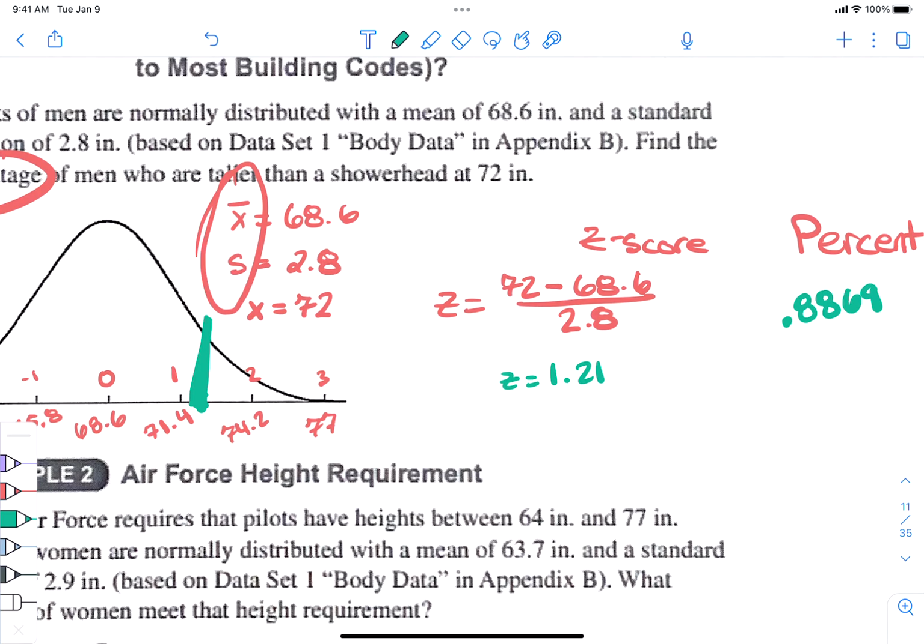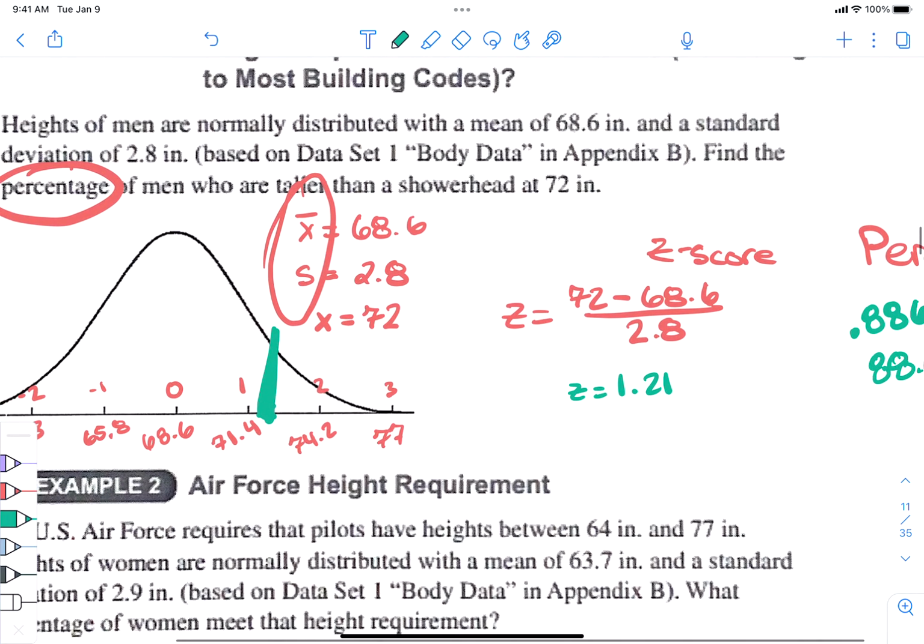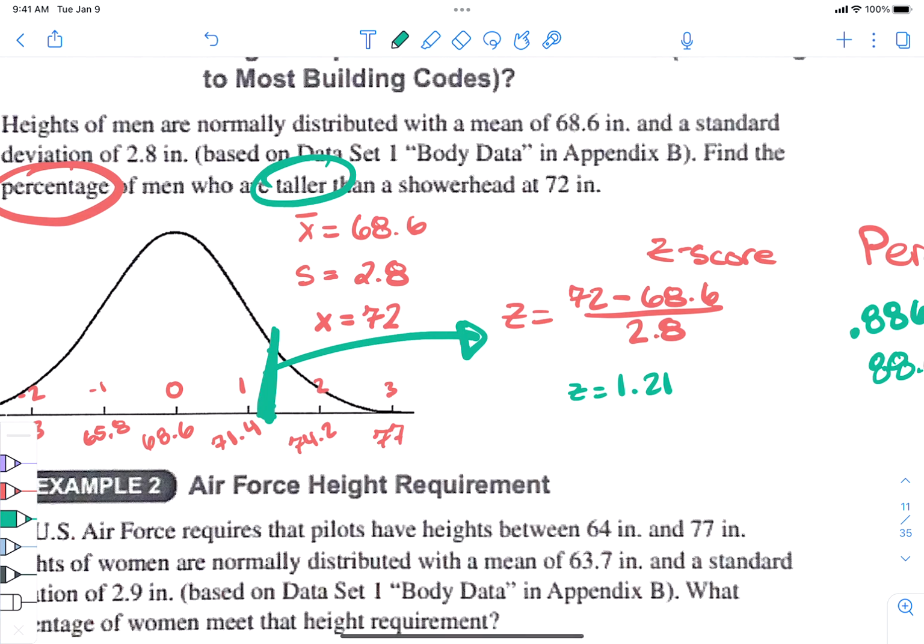88.69, right? If we convert it to a percent, it's still wrong. What's wrong with it? It's on the wrong side. You have to subtract it. Why do you have to subtract it? Because we're looking for taller. We're looking for this chunk right here, and the table always reads to the left. So this guy is 0.8869, right?